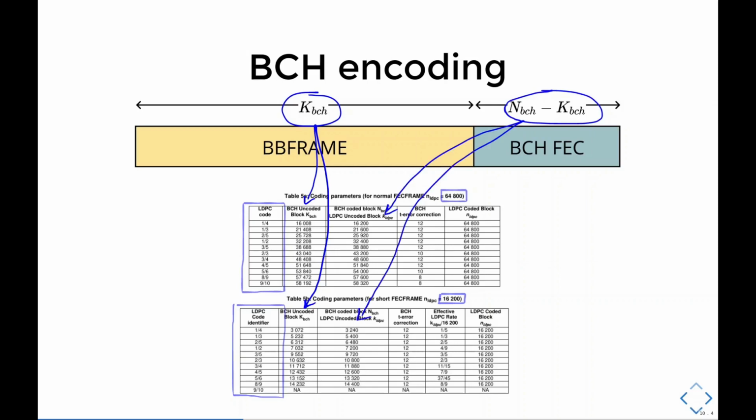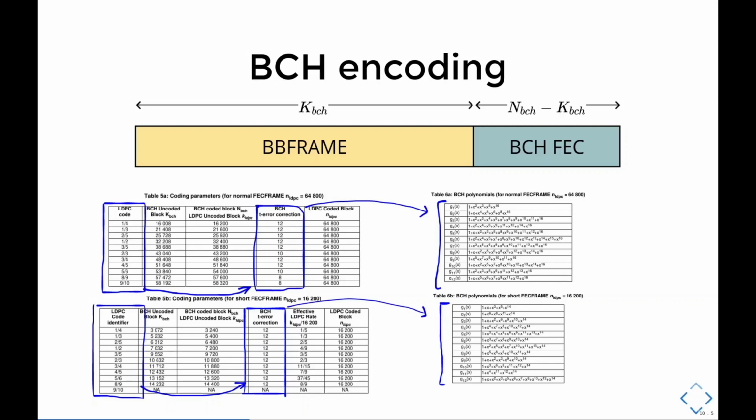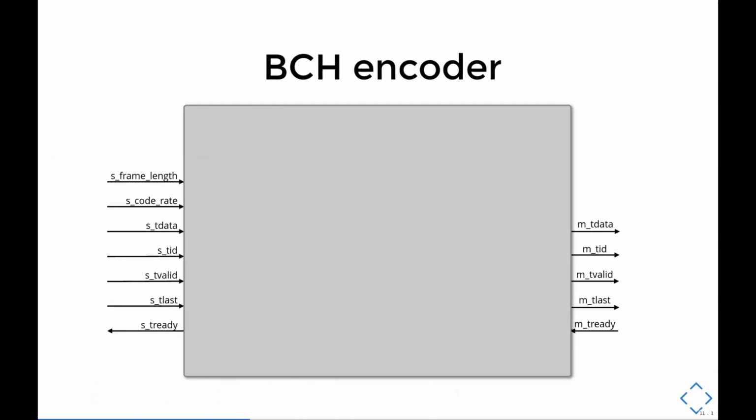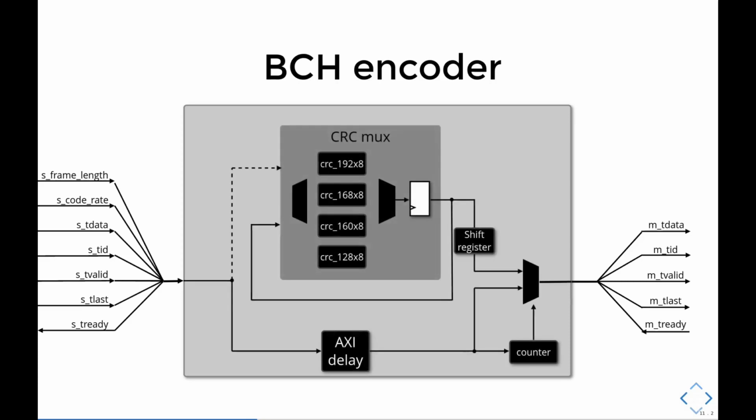To calculate the actual parity check code, we use a set of polynomials, and then we use frame length and code rates to identify which polynomial index to use. And this index will then identify the polynomial itself. Moving on to the BCH encoder block diagram, and I'll coalesce data streams into a single line from now on. So the internals of the encoder looks like this.